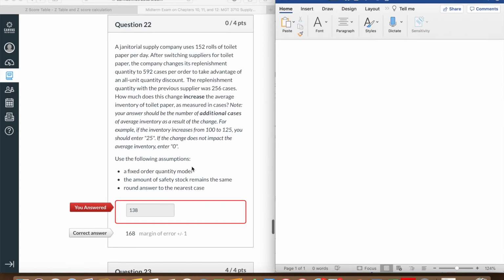Question number 22 now. A janitorial supply company uses 152 rolls of toilet paper per day. After switching suppliers for toilet paper, the company changes its replenishment quantity to 592 cases per order to take advantage of an all unit quantity discount. The replenishment quantity with the previous supplier was 256 cases. How much does this change increase the average inventory of toilet paper as measured in cases? Use the following assumptions: fixed order quantity, the safety stock remains the same, and we round to the nearest case.